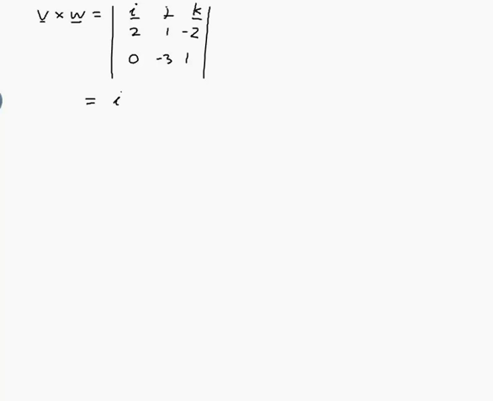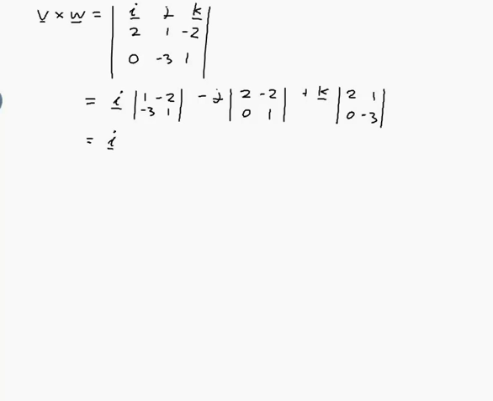Which means I'm going to do this. I do i times the determinant of the bit that I get when I remove the row and column that i is in. So I get 1, -2, -3, 1, minus j times 2, 1, 0, -3, minus this bit. And it is minus j, that's important. It's not plus j. Plus k times 2, 1, 0, -3.